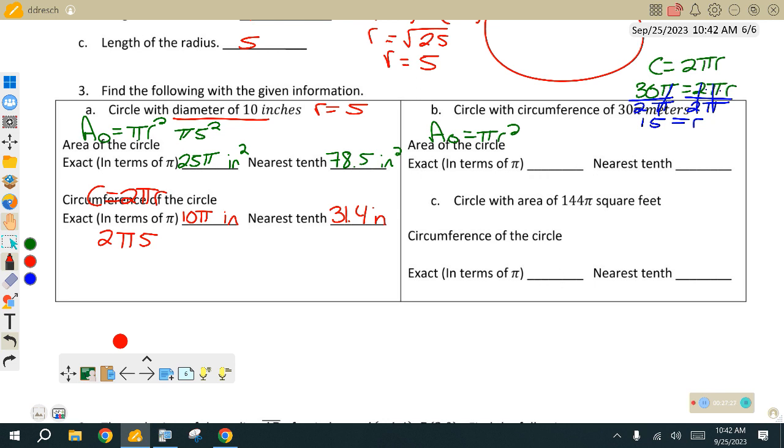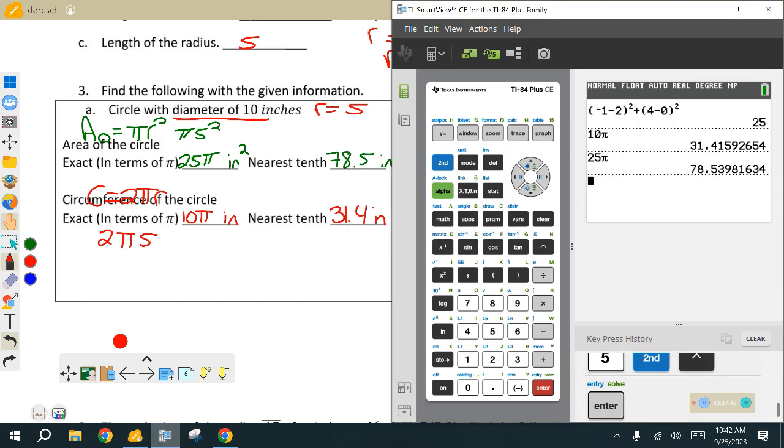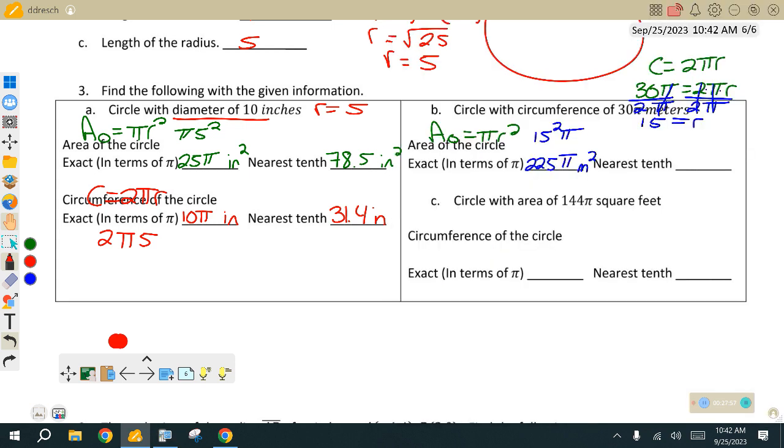Now that you know the radius is 15, what is 15 squared? 225, right? Go back to that calculator of yours. That's the answer I want, 225 pi. That's my exact. What is 225 pi? 706.9. Okay. Meters, 706.9 meters squared.